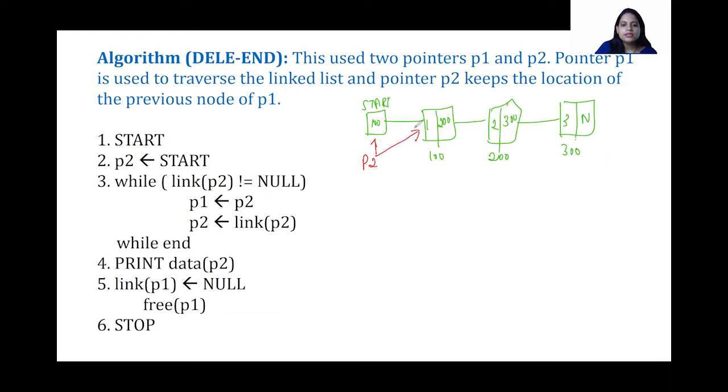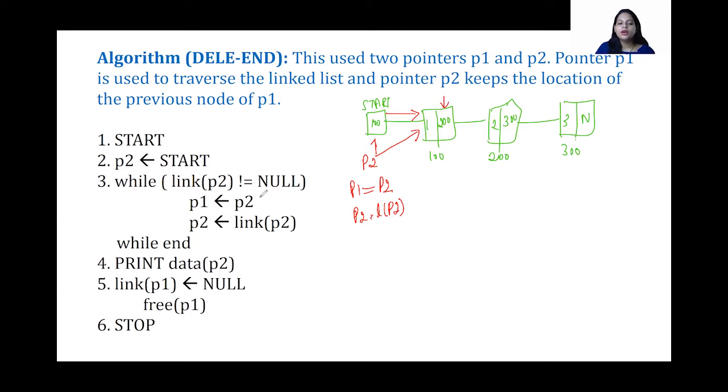So now since the start is pointing at this one, our P2 is also pointing at this one. I'm going to check the link field of each node of P2. And if it is not equal to null, what I'm going to say? I'm going to say P1 is equal to P2. And then I'm saying P2 is equal to link of P2. So what is the meaning of that? So first step, let us see our example. Now this one is pointing at this one.